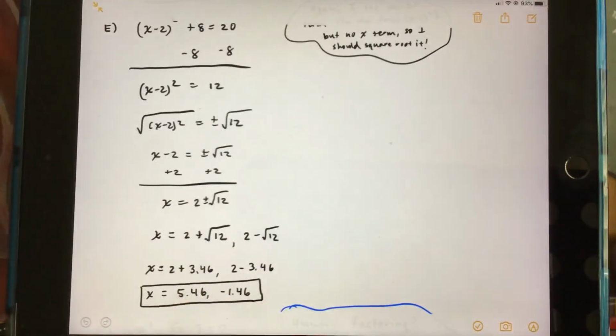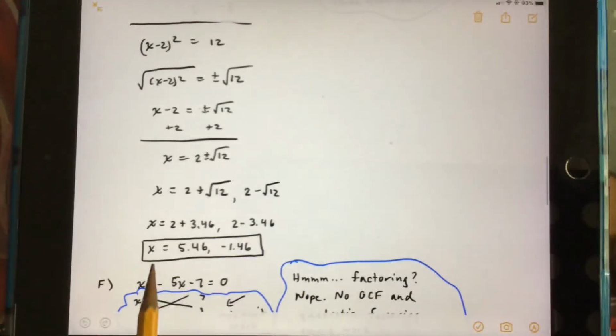Split this into two separate calculations to work out. Use your calculator to work out what the square root of 12 is. And then add 2 to 3.46, which is the approximation for the square root of 12. And then subtract 3.46 from 2. Again, there's your approximation of the square root of 12. You're using your calculator to get that result. And then finally, your final answer will be x is equal to 5.46 or negative 1.46.